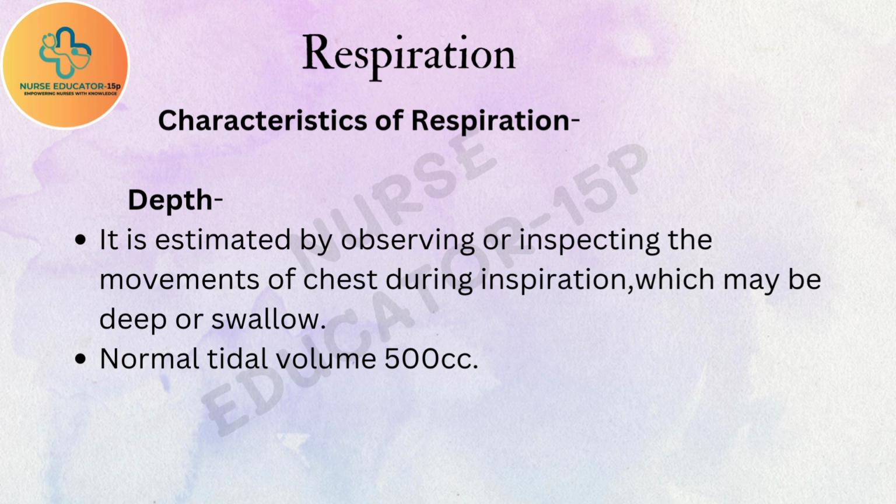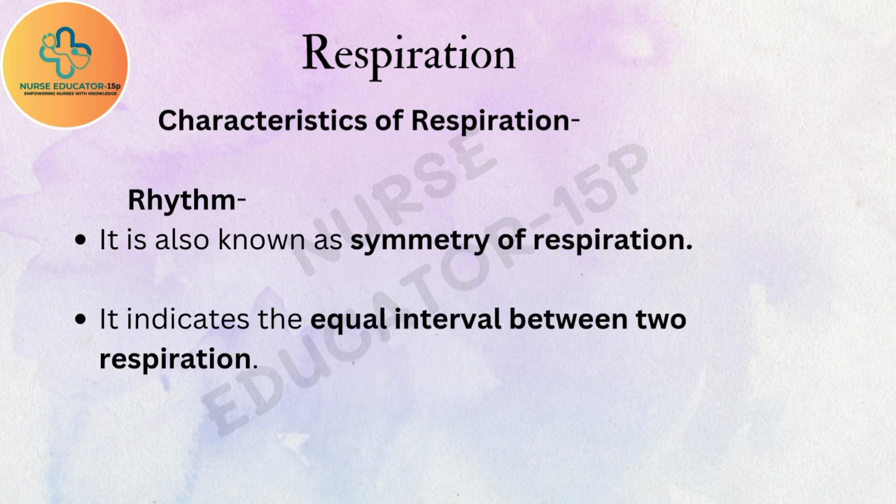Normal tidal volume. Tidal volume is nothing but the amount of air going in and coming out in each breath, that is 500 ml. The 500 ml of air moving in and out of the lung is called the normal tidal volume. Then we'll see the next characteristic, that is rhythm.